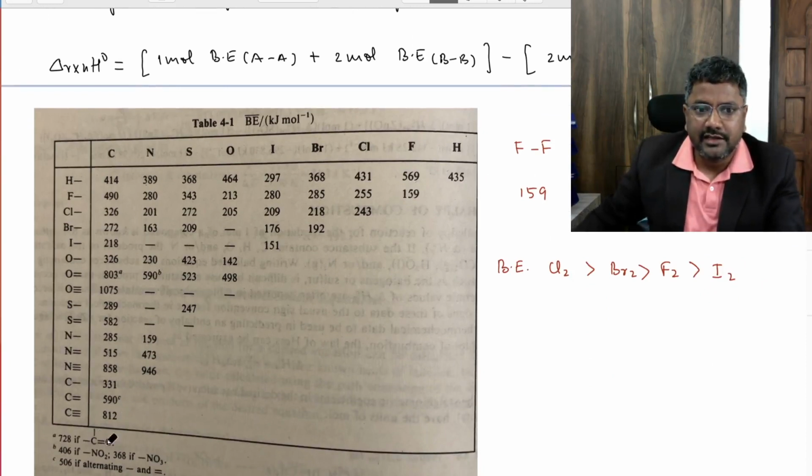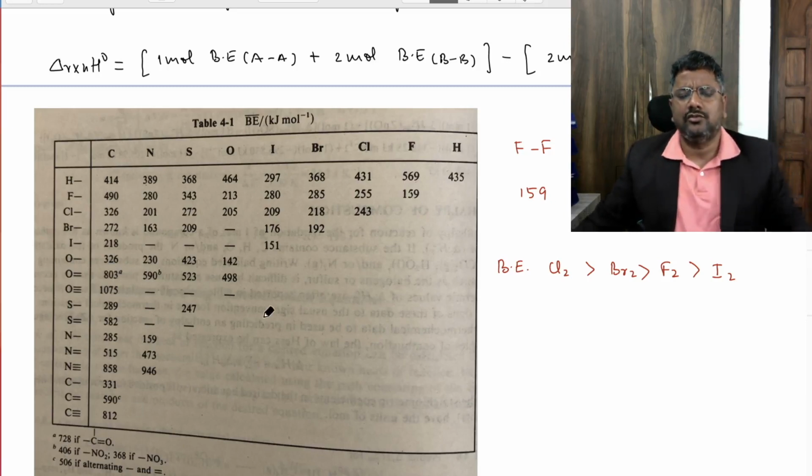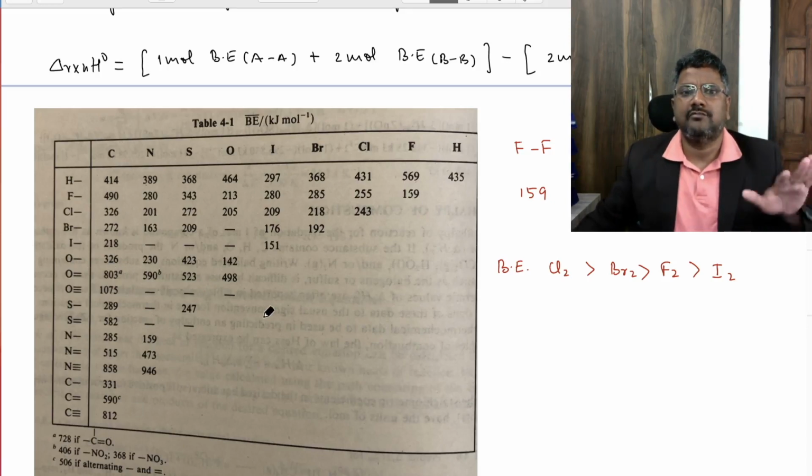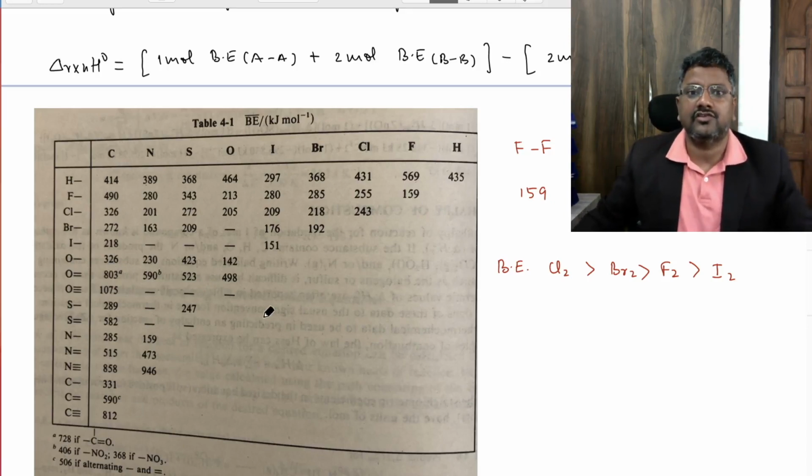So these references are mentioned here, that A is for C double bond O, and it is also shown here. So you can go through this table, and definitely all of you should spend some time over the tables and their data, and definitely this will help you to understand the chemistry, right?